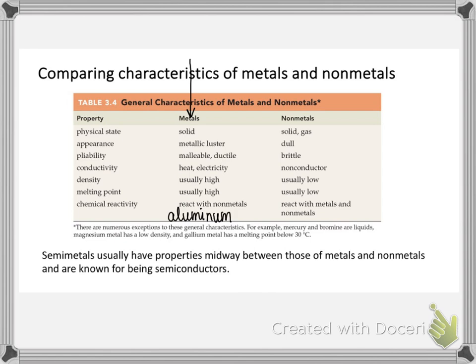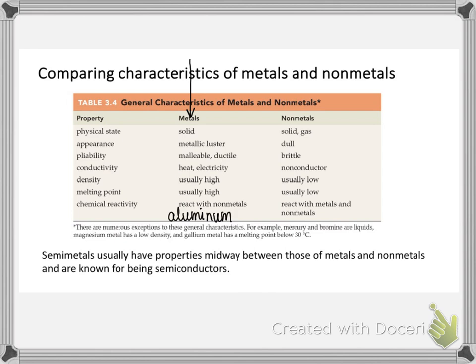Density and melting point for metals are usually high, and in general, metals like to react with nonmetals. If you think about aluminum, it matches all of those things. And that's what helps me a little bit, if I get in a bind, to think, okay, does aluminum have that characteristic? That might work for you, might not. It's just a connection that I found helpful.